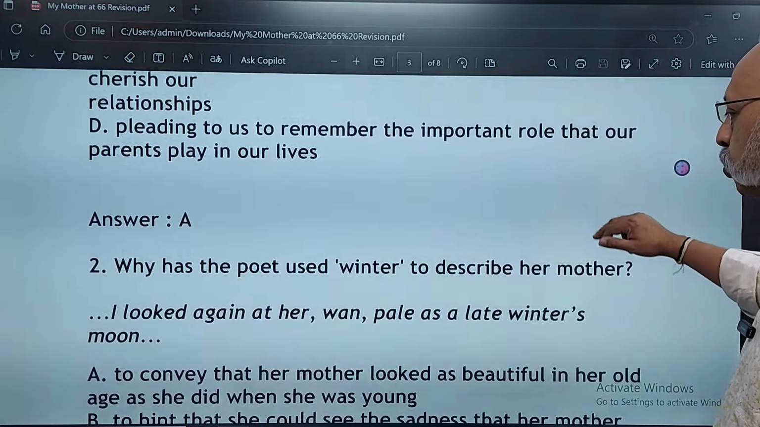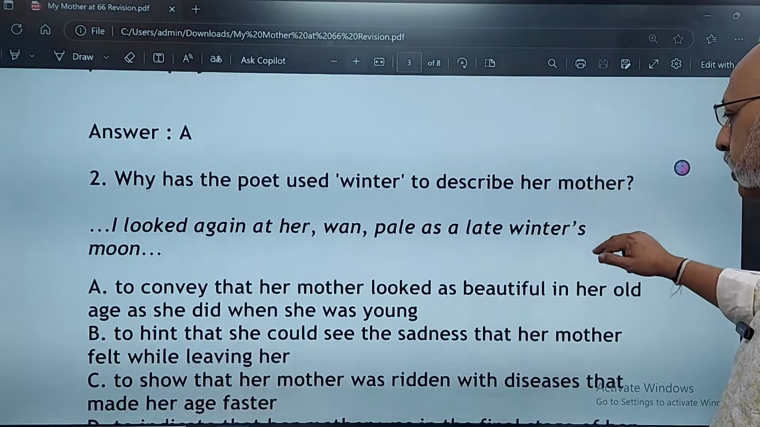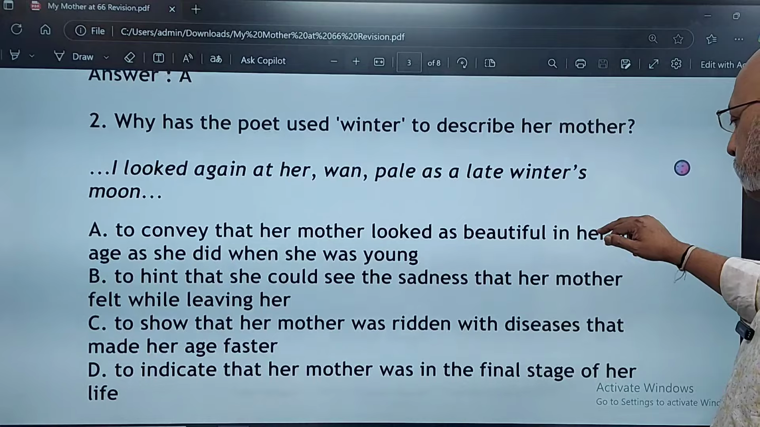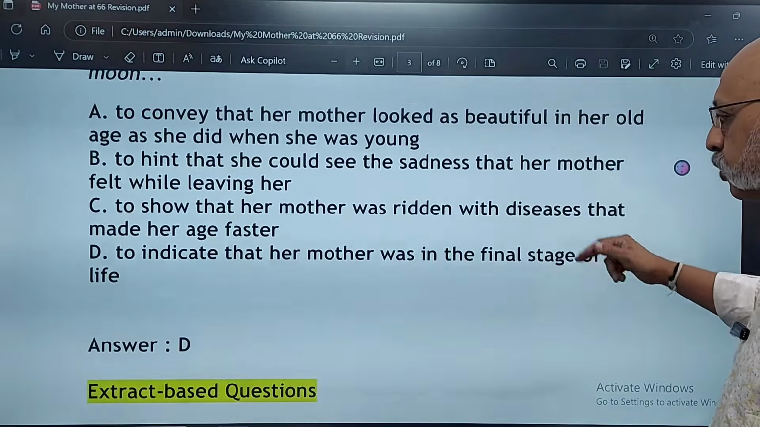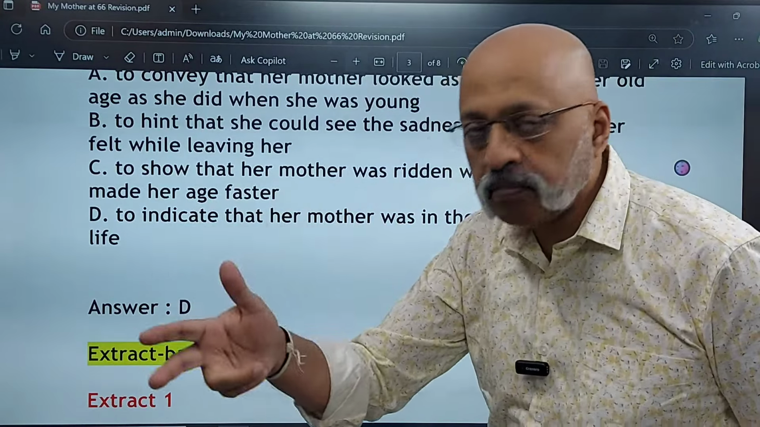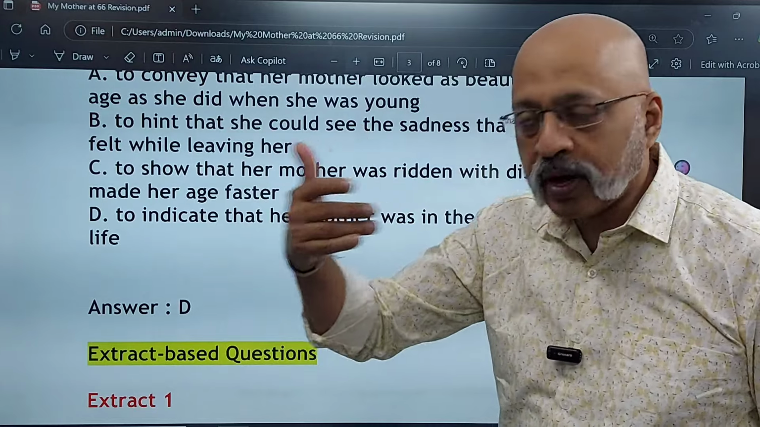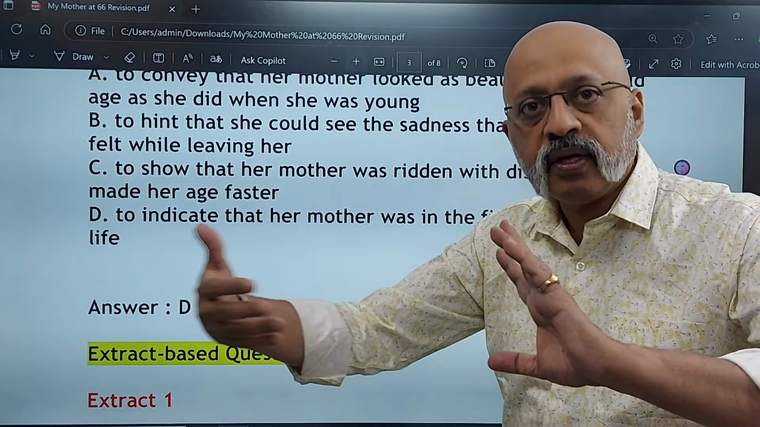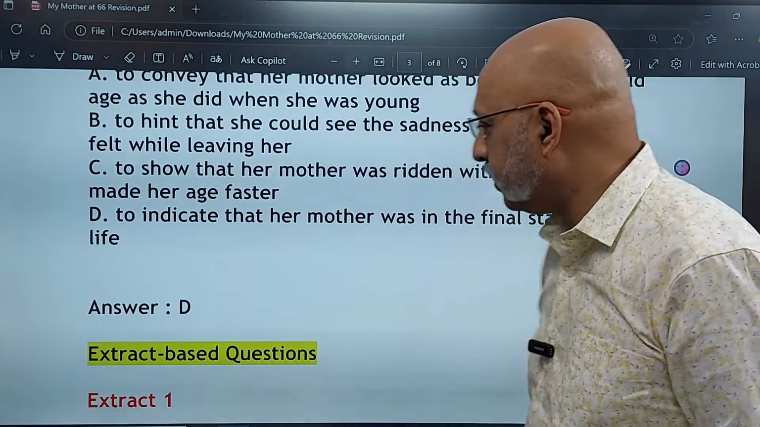Why has the poet used winter to describe her mother? The answer is option D: to indicate that her mother was in the final stage of her life. Winter is usually December of her life, November of her life, winter of her life, we say, to convey the ending of the time, just like November, December or winter is like the end of the calendar year.